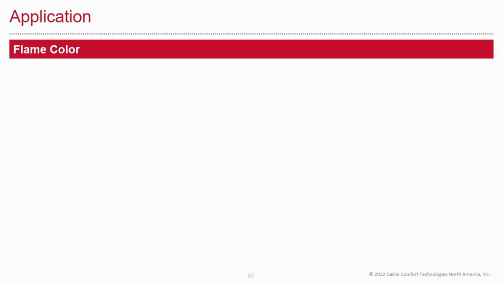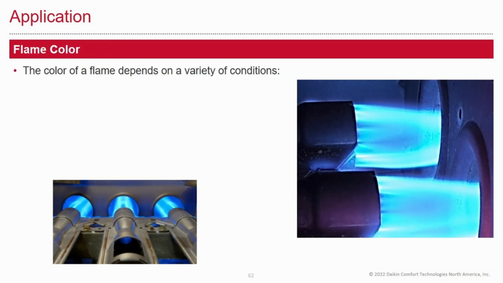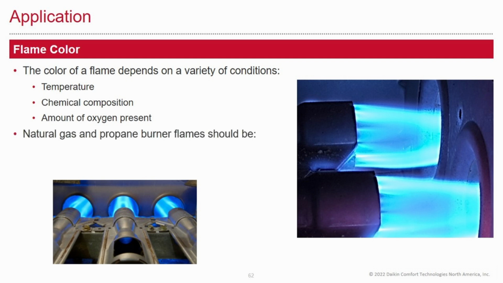Flame color. The color of a flame depends on a variety of conditions, such as temperature, chemical composition, and the amount of oxygen present. Natural gas and propane burner flames should be stable, soft, and blue, and not curling, floating, or lifting off the burner.